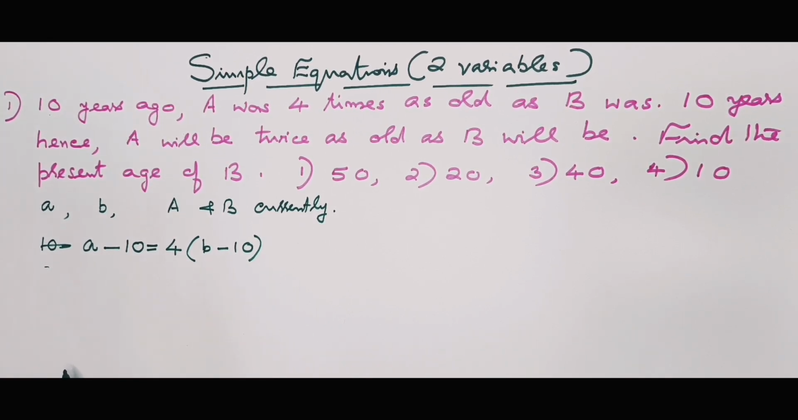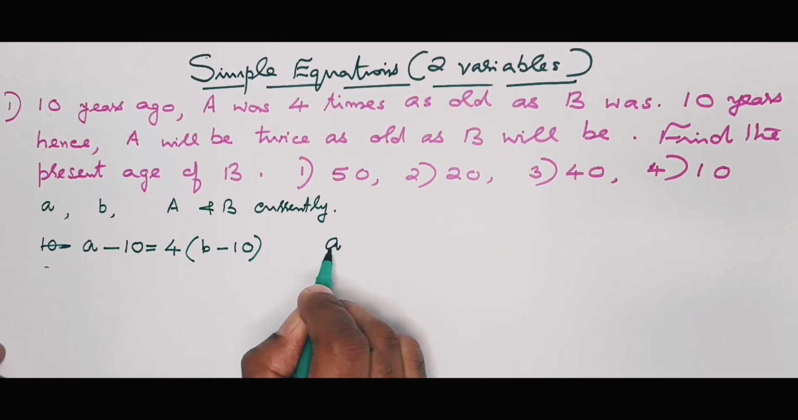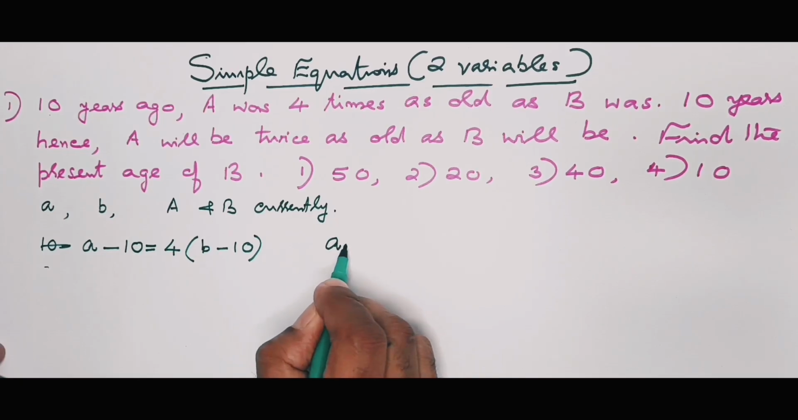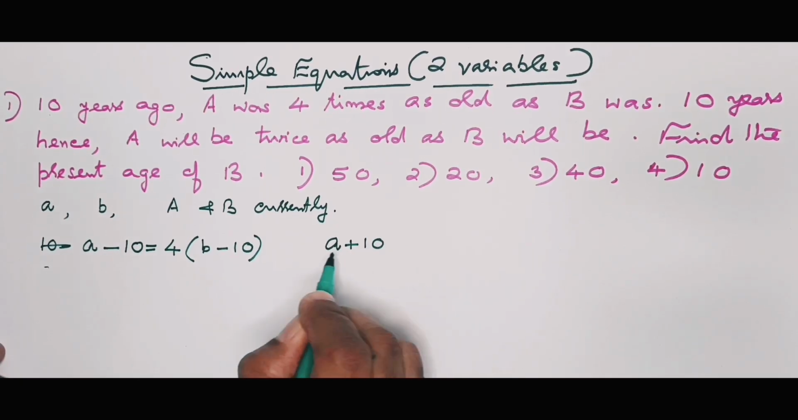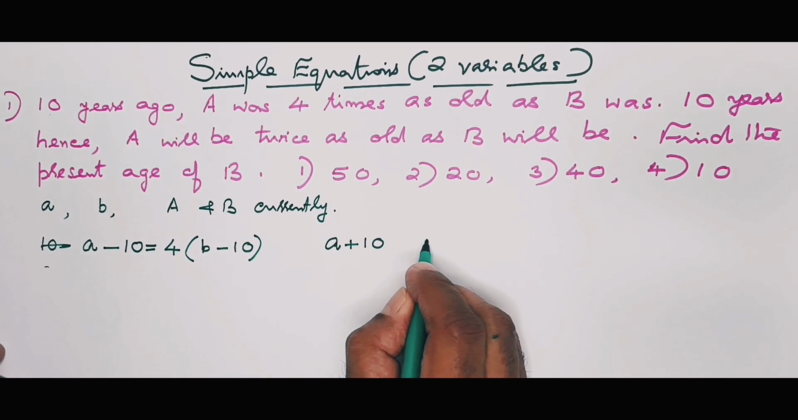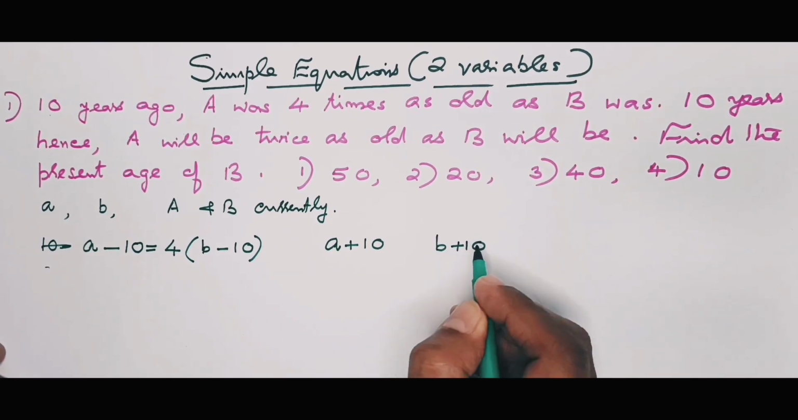Now let's look at the next sentence, which also we can translate into another equation. There it talks about 10 years hence. 10 years hence means 10 years from now. Currently A's age is A. So after 10 years, A will be A plus 10. Similarly, B will be B plus 10.